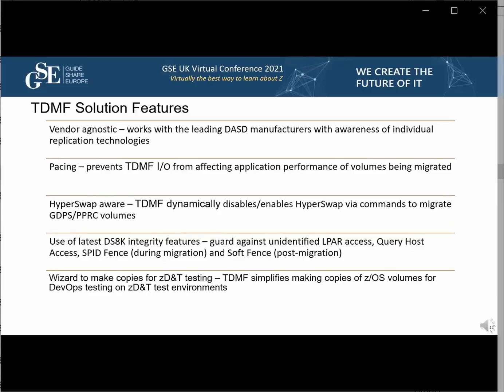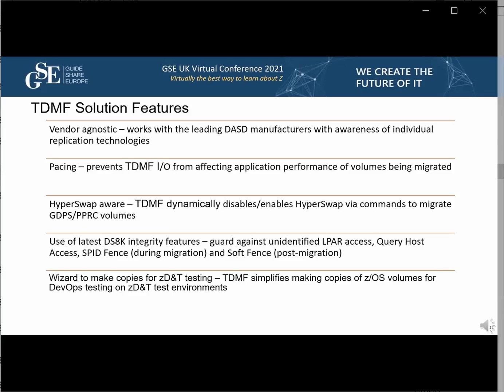TDMF solution features continue. TDMF is vendor agnostic. It works with leading DASD manufacturers with awareness of individual replication technologies. That's controlled by the allow mirror change parameter of the product. We provide pacing, which prevents TDMF I/O from affecting application performance of volumes being migrated, automatically controlling the data transfer rate from 15 tracks to 1 track based on the device I/O rate.